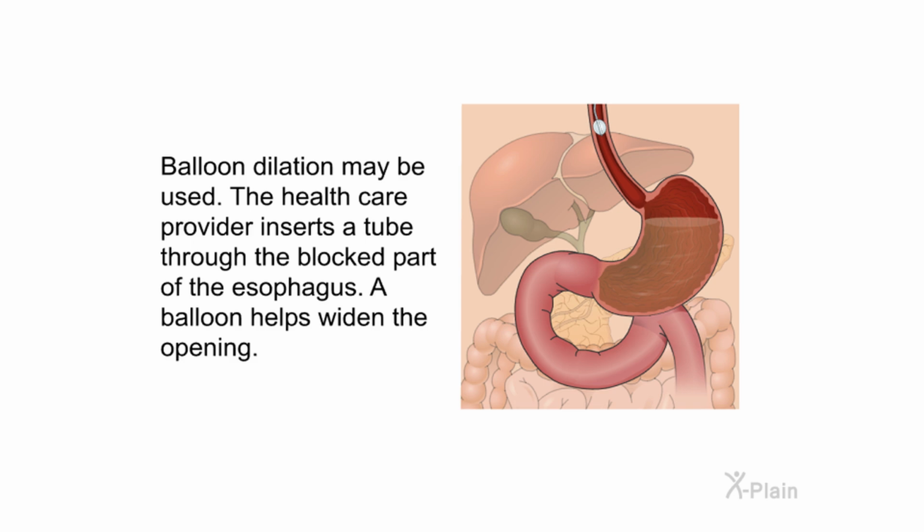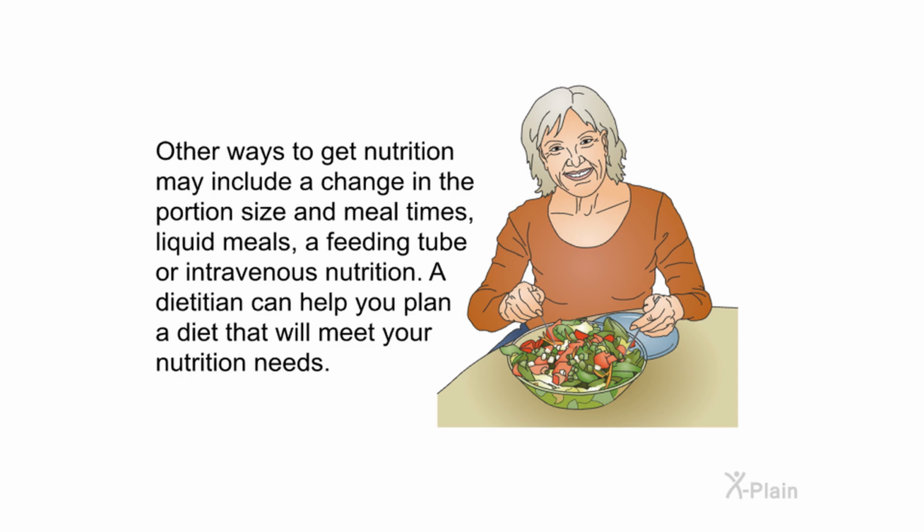Balloon dilation may be used. The healthcare provider inserts a tube through the blocked part of the esophagus. A balloon helps widen the opening. Other ways to get nutrition may include a change in the portion size and meal times, liquid meals, a feeding tube, or intravenous nutrition. A dietitian can help you plan a diet that will meet your nutrition needs.